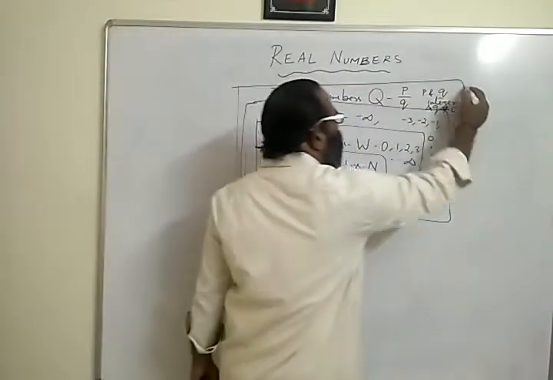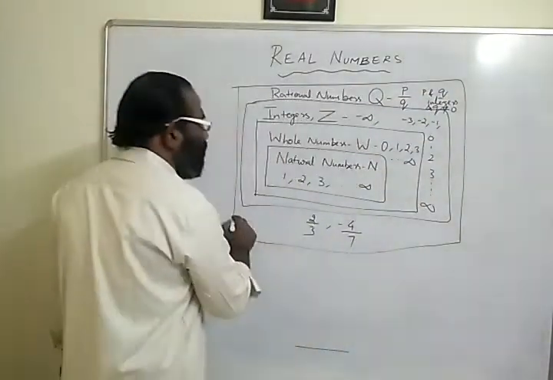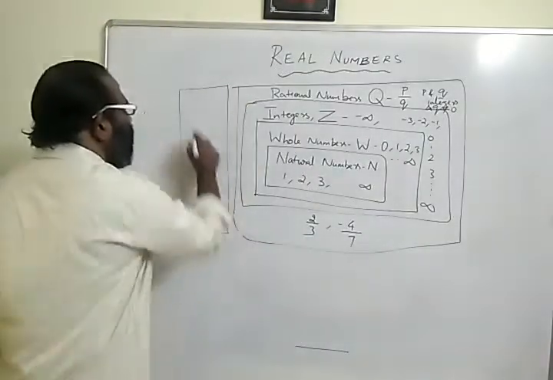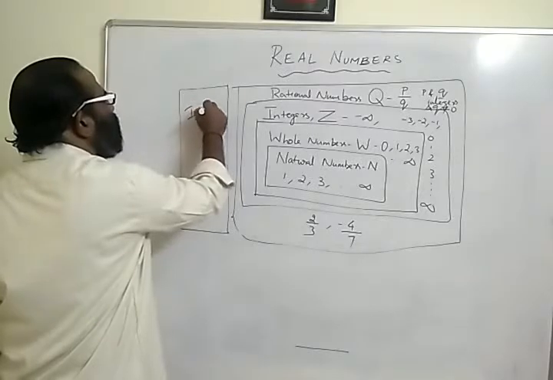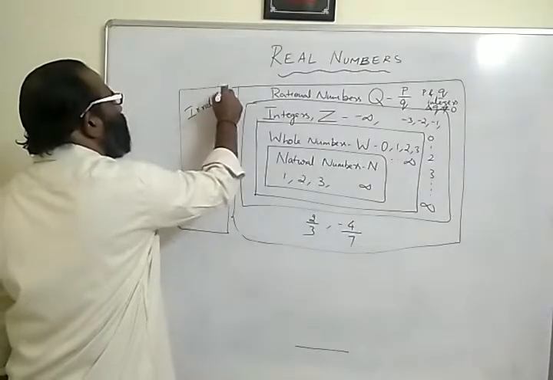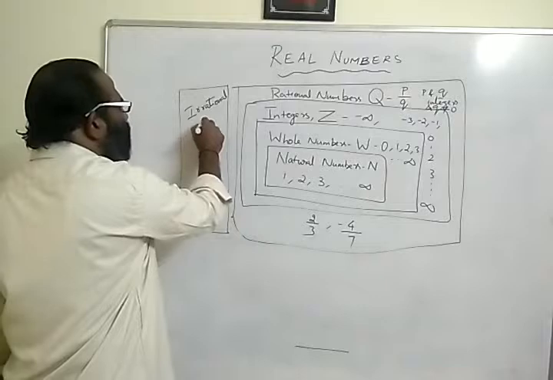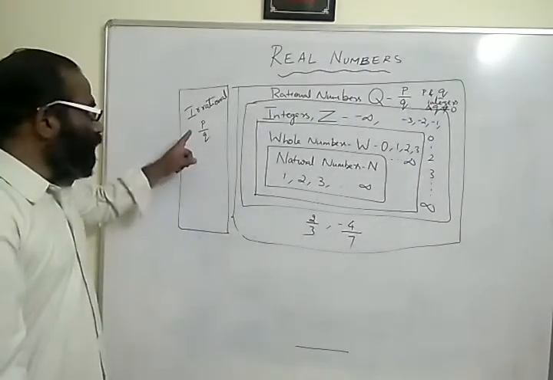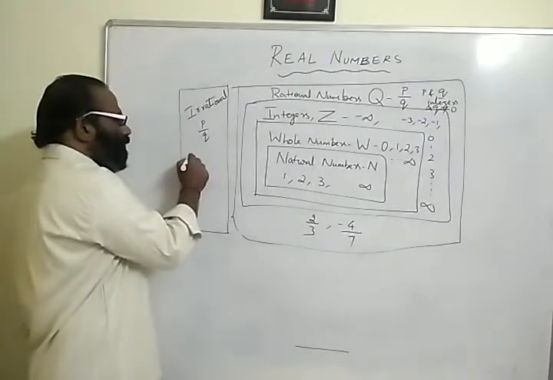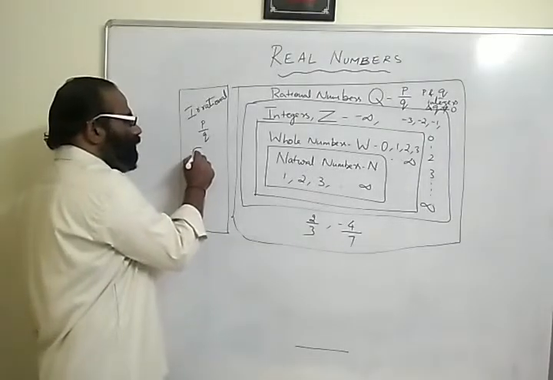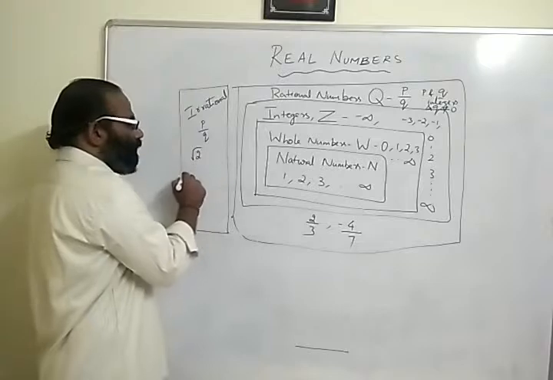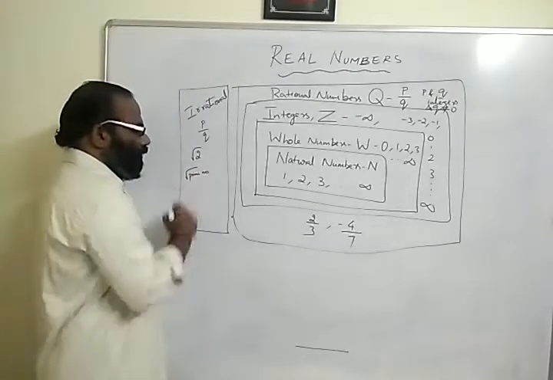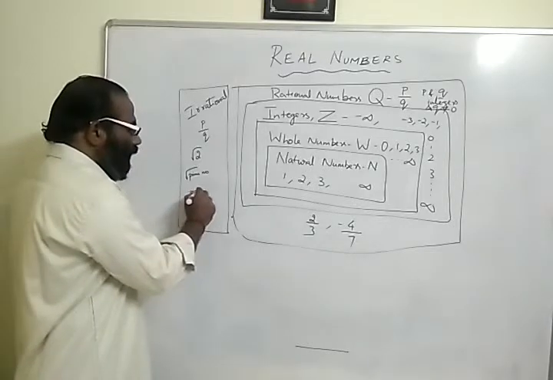Now, these are rational numbers. Then I have another group called irrational numbers, which do not come under the form P by Q, where P and Q are integers and Q is not equal to 0. So what comes under this? Values like root of 2, root of any prime number, then the value of pi.